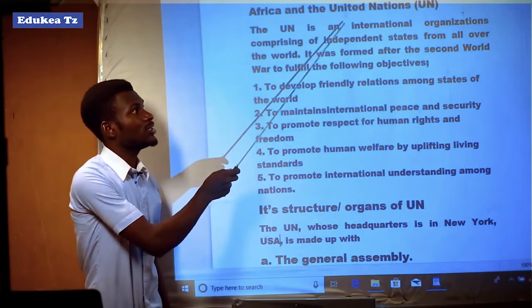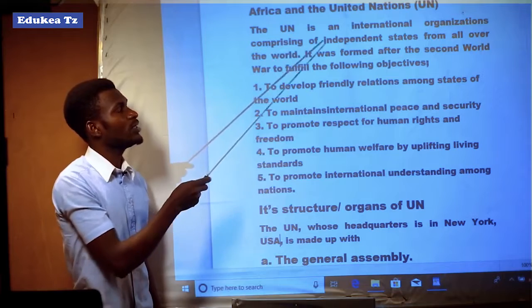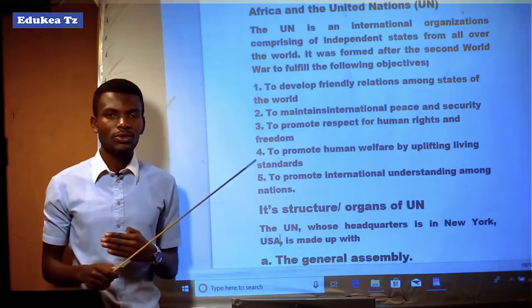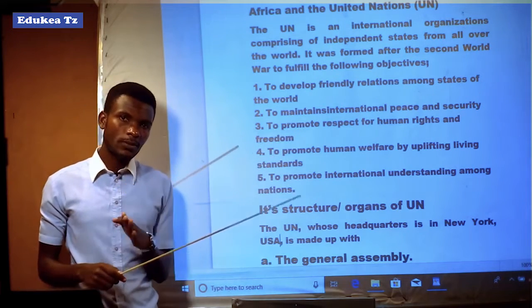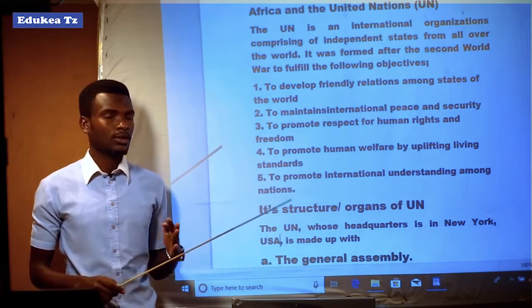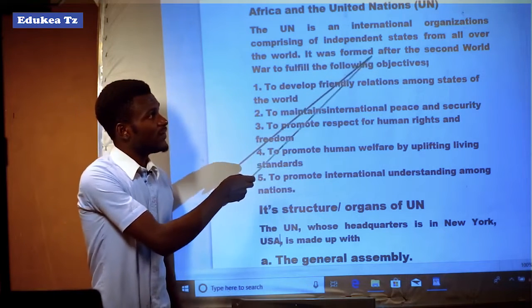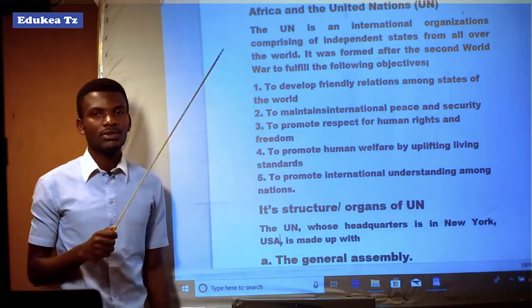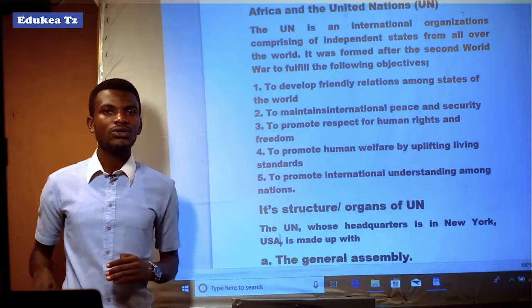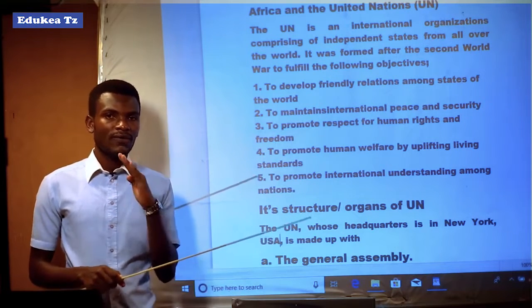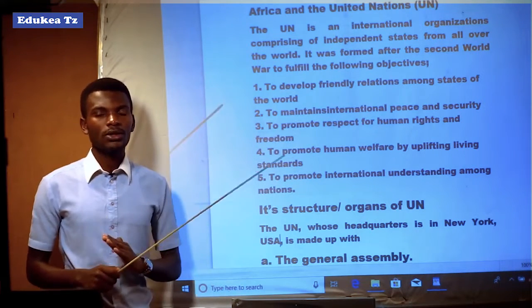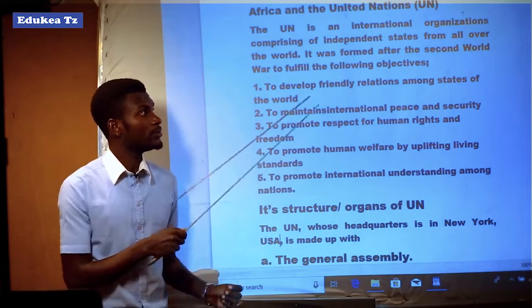The UN is an international organization comprising of independent states from all over the world. It means that the UN is an international organization which is formed by the independent states from all over the world. It was formed after the Second World War to fulfill the following objectives. It means that the UN, or United Nations, was formed after the end of the Second World War in 1945 in order to perform the following objectives or aims.